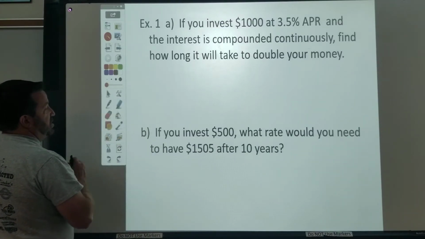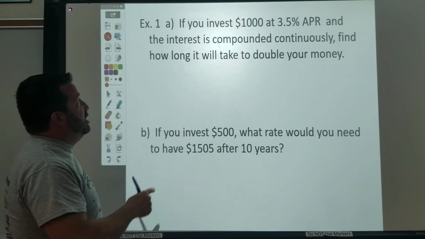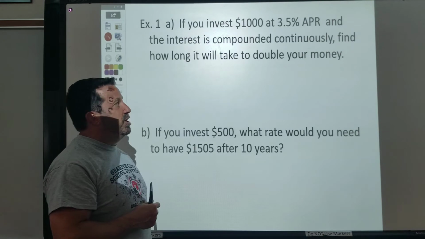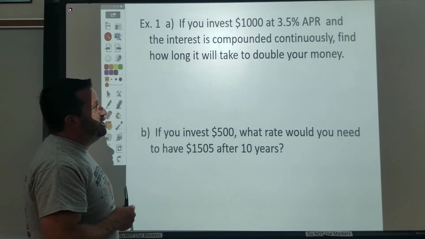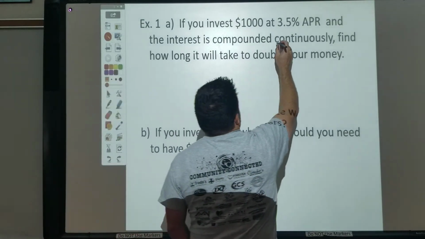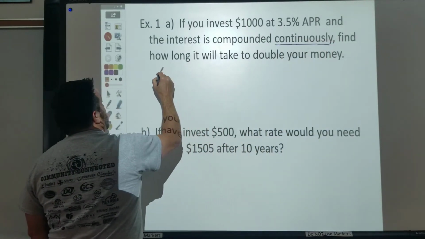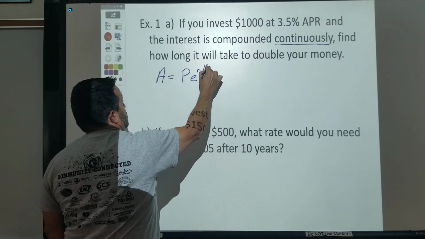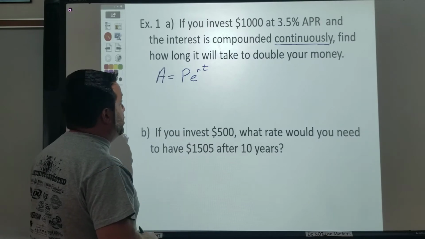So let's get into a few examples. This says if you invest $1,000 at 3.5% APR, that's annual percentage rate, and the interest is compounded continuously, find how long it will take for your money to double. Okay, so first of all, you need to know what formula you should be using for this. It says compounded continuously. As soon as I see compounded continuously, I'm thinking, okay, that is A equals P times e to the rt power. So that's what I'm going to be using.